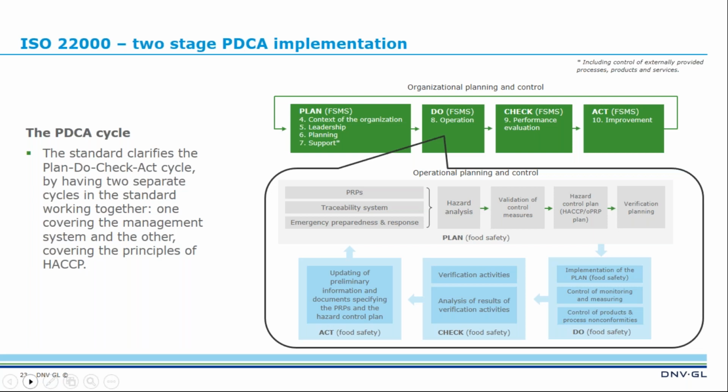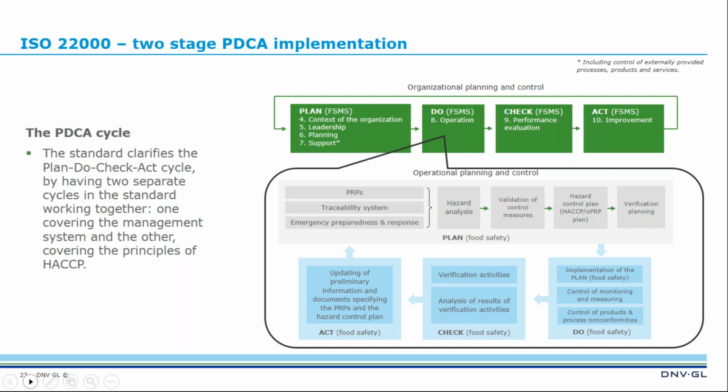Then when you start implementing all the documented procedures that you have identified from your hazard analysis, your PRPs, your HACCP plan summary, your OPRP plan summary, this is the do stage in your PDCA cycle.